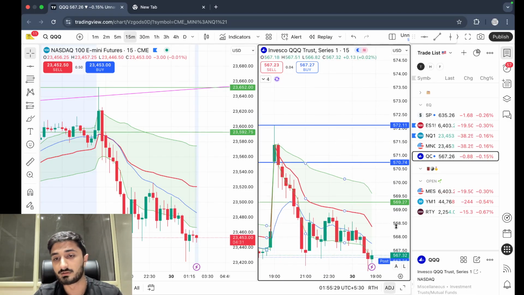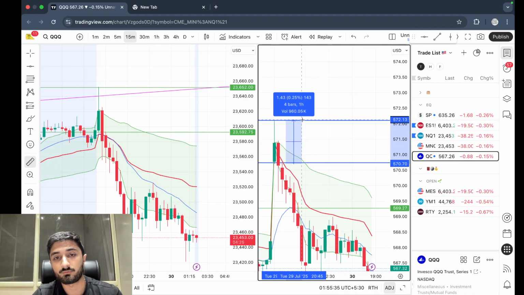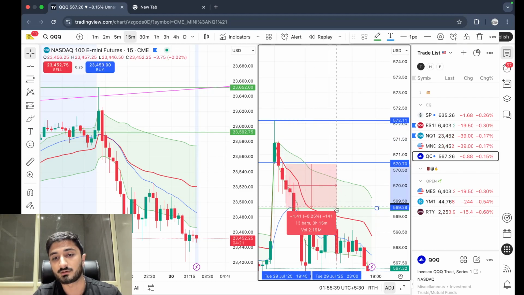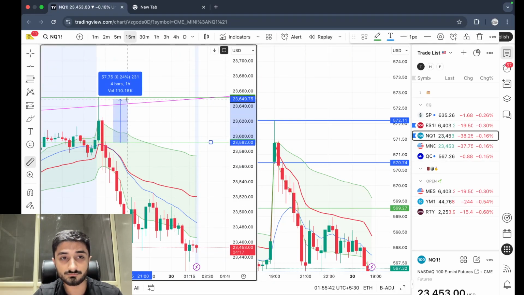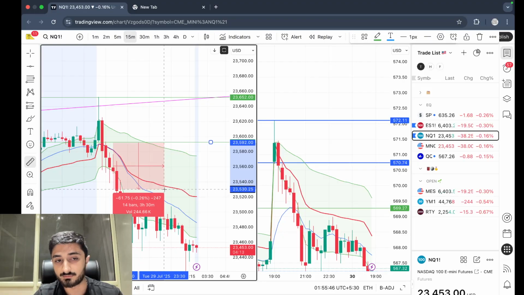So what you do is, you see the range is 1.43, and you take a 1.43 target here. That's going to be your 1-to-1. 60 points and 60 points.